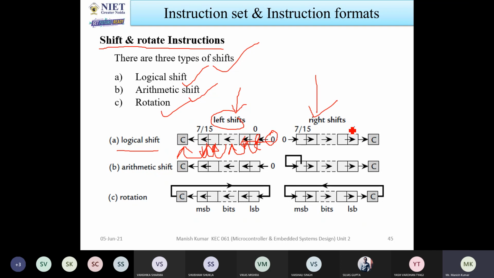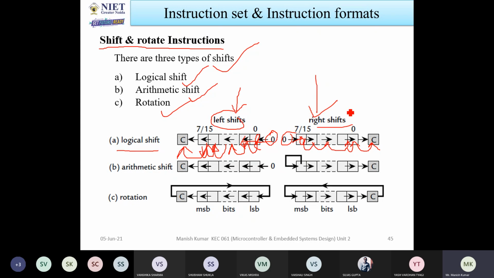And when we are talking about the logical right shift, you have to shift the bit adjacent right. It means whatever is here goes here, whatever is here goes here, and the last one goes to the carry flag. Okay. And whatever position is vacant, in this position you provide 0. So this is the difference between logical left shift and logical right shift.